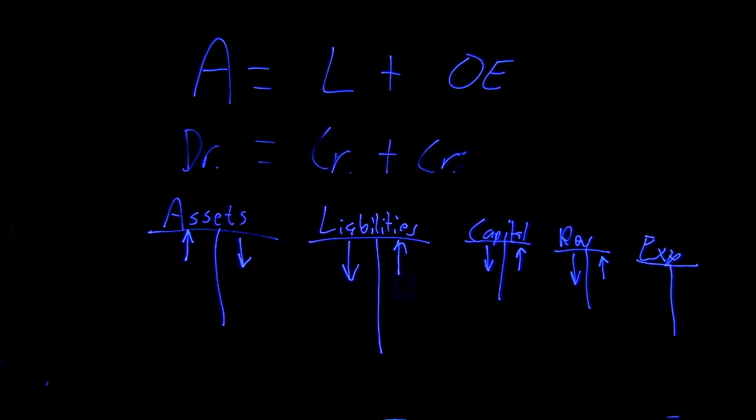And then expenses, we know, decrease owner's equity. So if credits increase owner's equity, debits must decrease owner's equity. So when expenses go up, it's a debit. And when expenses go down, it's a credit. So these are our general rules of debits and credits. So let's look at some transactions.